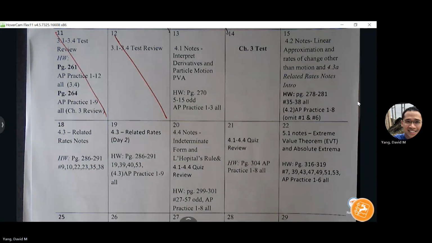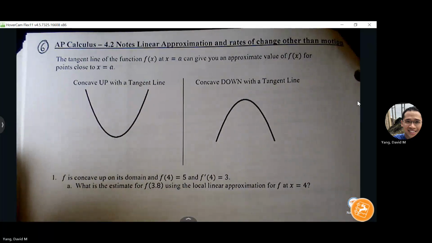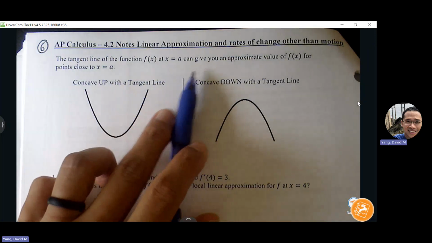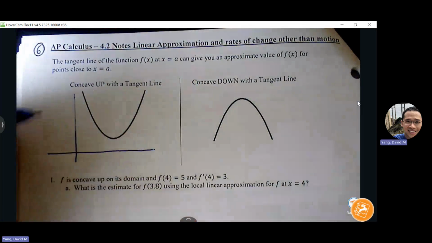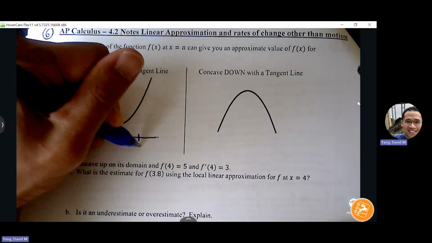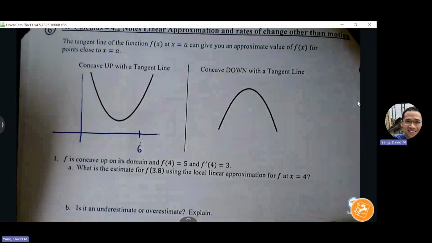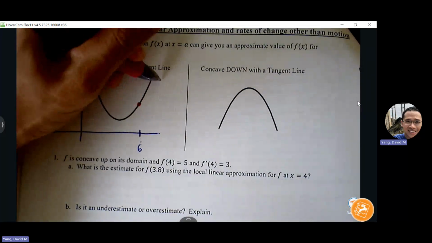All right, so let's go to notes here, page 6. All right, so a tangent line of the function can give you an approximate value for points close to A. So I'm just going to draw something for us to have a visual here. Let's say we have a graph that's concave up, and let me just pick a random point here. Let's say there's a point 6 here, and let's say you want to create a tangent line. So let's say you find the slope of the graph, and you find the ordered pair, and you create a tangent line, and let's say this is what the tangent line looks like.